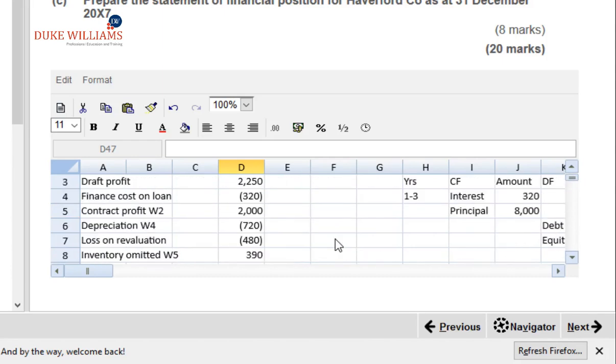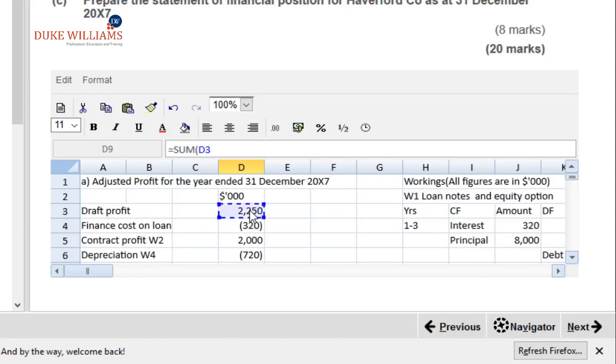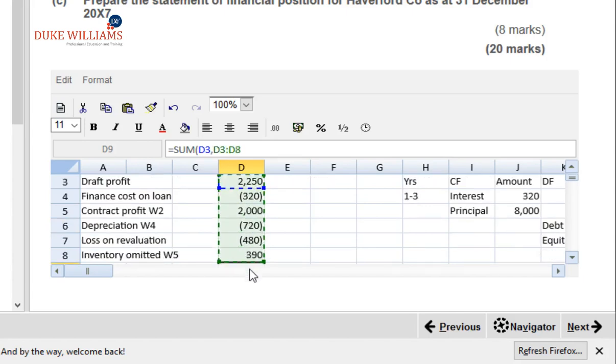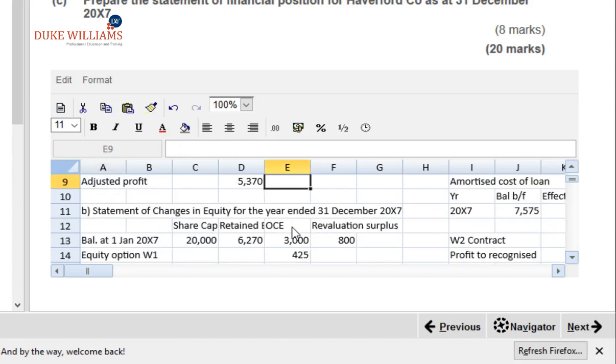Okay, now let's come out with our adjusted profit. Now it is the auto sum, but we do it manually to say it's equal to this, and we stretch it down to the end and enter. So this is our adjusted profit. So our adjusted profit should go to the statement of changes in equity.